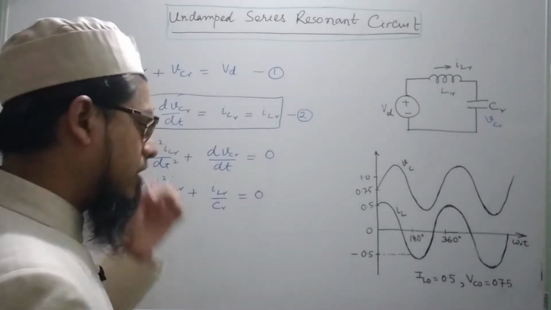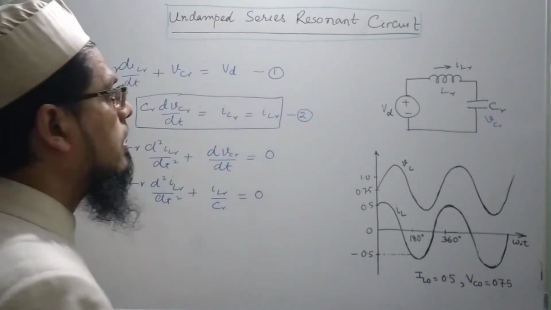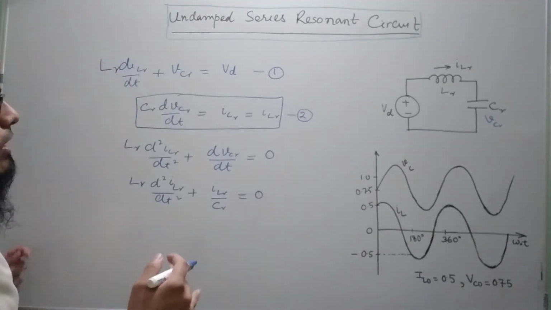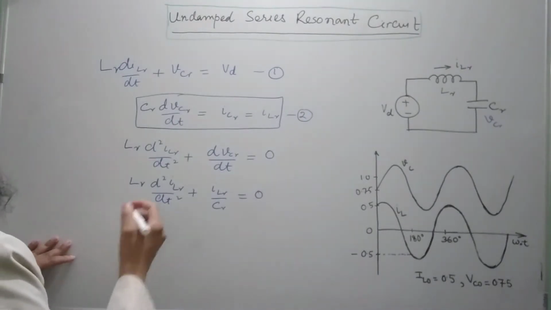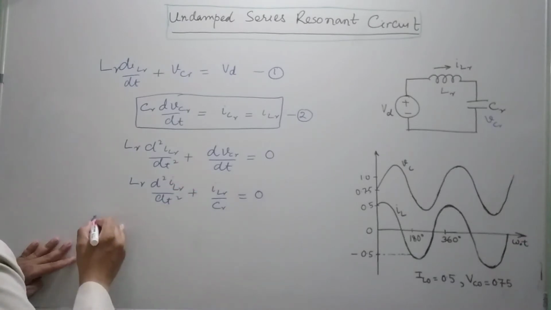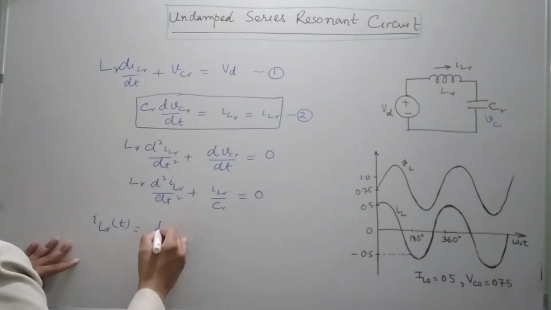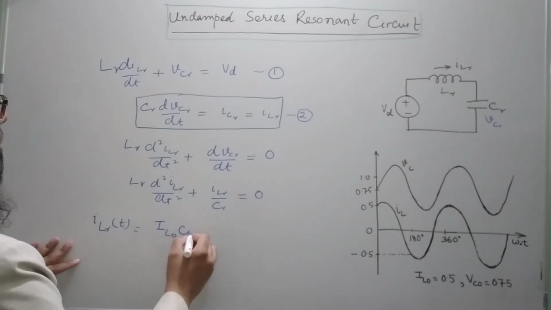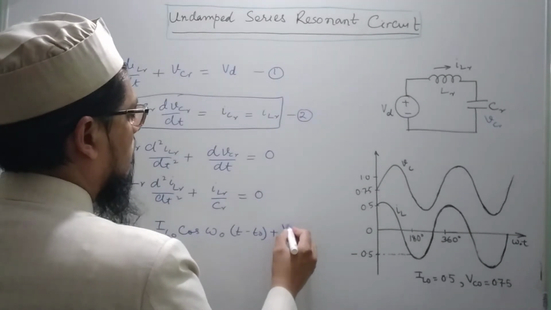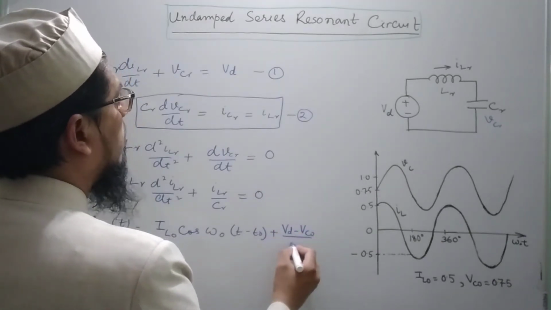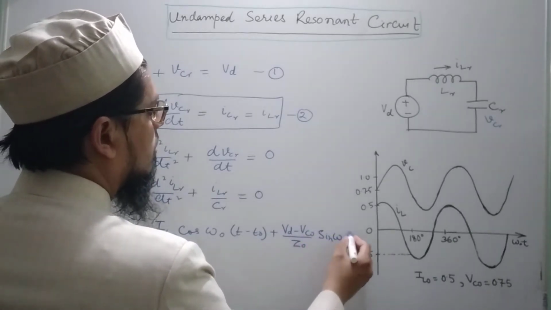Now, this is a simple second order linear differential equation, and we can solve it quite easily applying some analytical mathematics, and right now I won't be going into that. I would just be writing the result for it. So, the current ILR as a function of time t would be given by IL0 cos(omega0 (t minus t0)) plus (VD minus VC0) upon Z0 times sin(omega0 (t minus t0)).